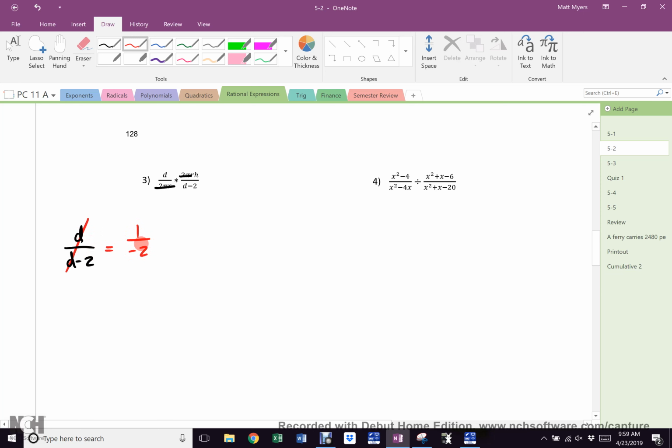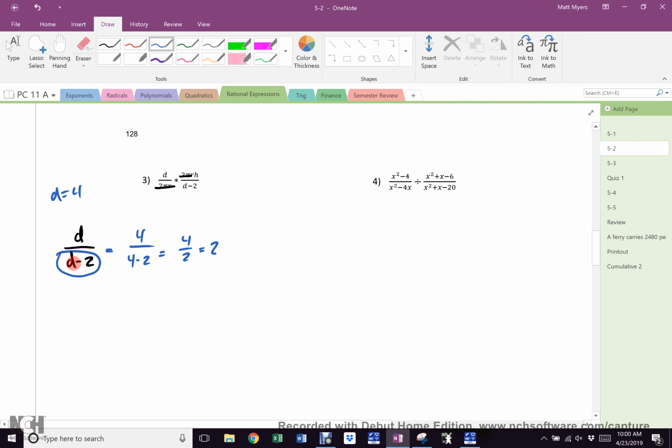Everyone's cool? All right, now, let's pretend we didn't cancel it, and I tell you that D equals 4. What does this become? 4 over 4 minus 2, which is 4 over 2, which is 2, yes? Is that 1/2? No. That's why you can't cancel it, because this is not D. This is D minus 2. This is all one thing.